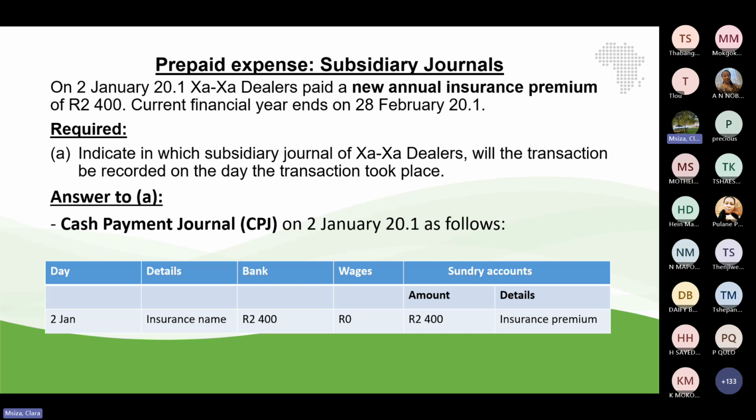So now we are required to record this under our subsidiary journals. Remember, we have our subsidiary journals, which are the cash payment journal, cash receipts journal, general journal, sales returns journal, sales journal, purchases returns journal, purchases journal, if you can recall from the previous class. So looking at this, where do you think we need to record this? Are we recording this under CPJ, CRJ, general journal, or where?